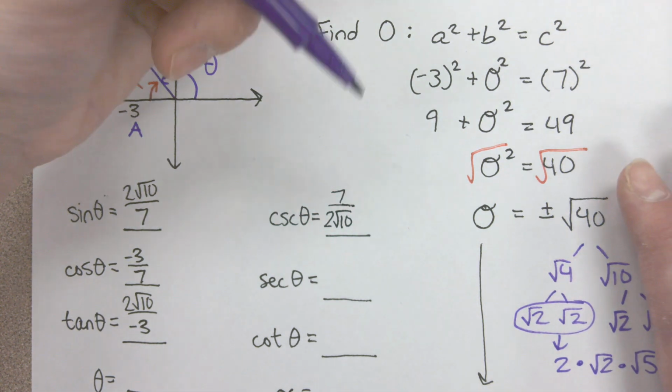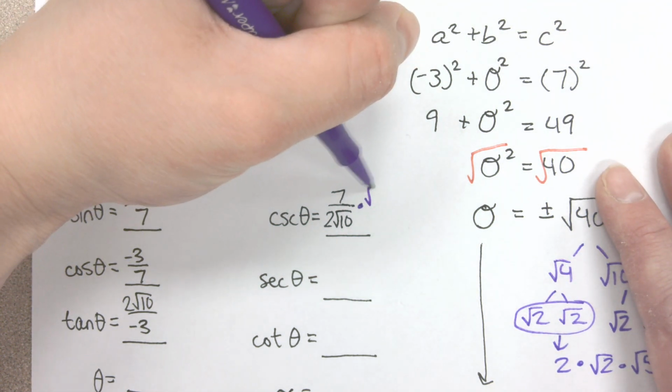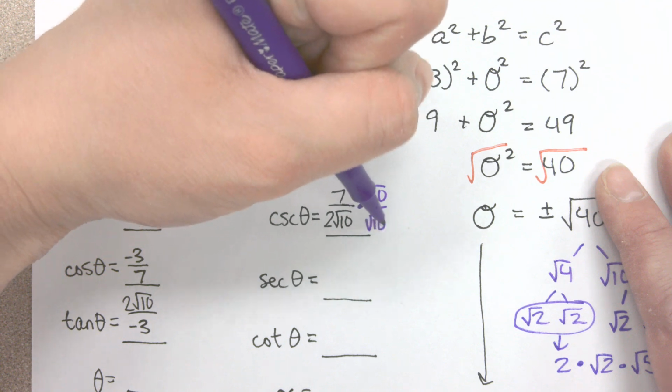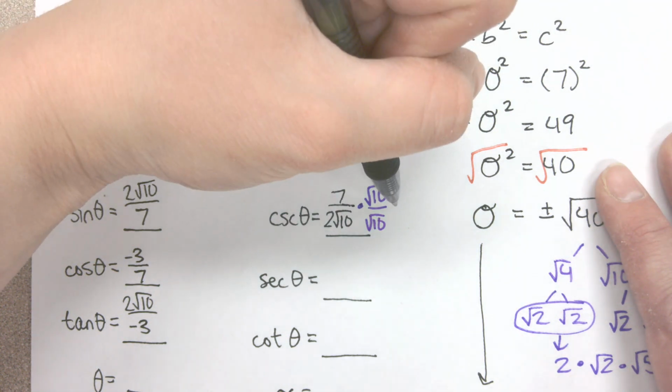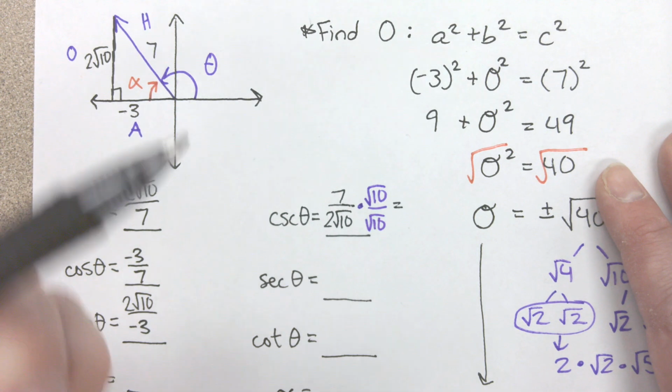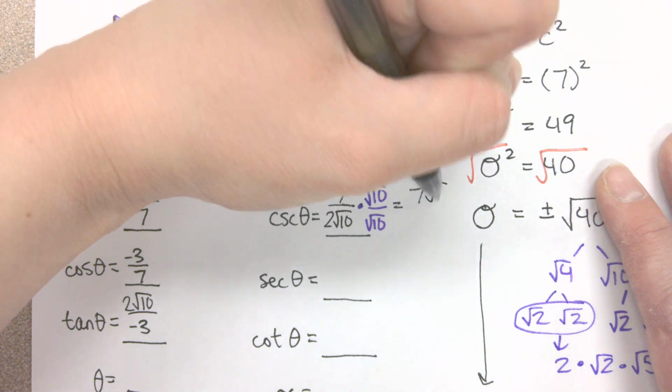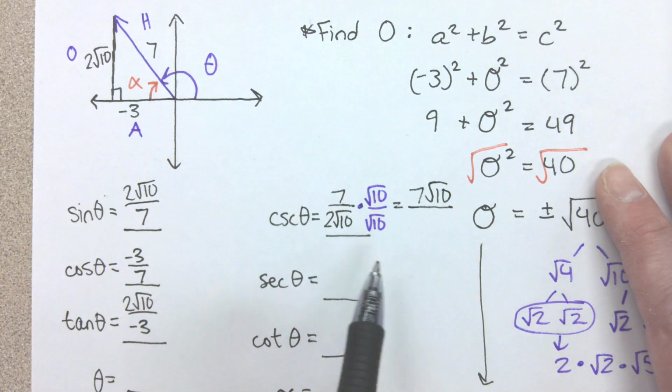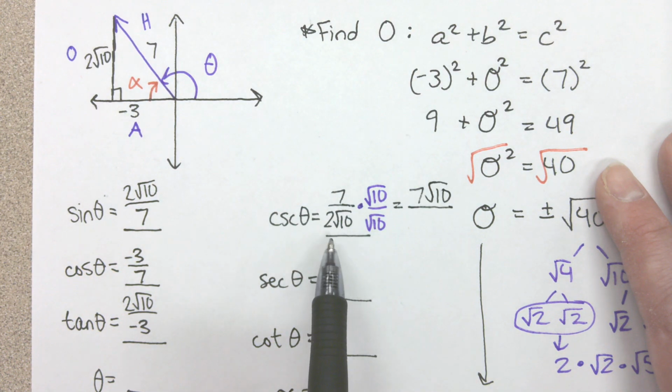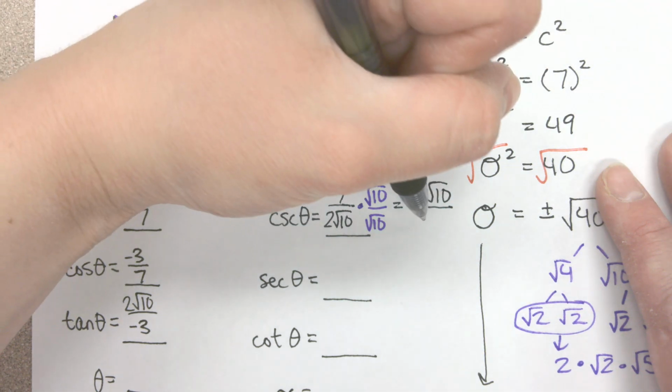And as always, we have to rationalize that denominator. So we're going to multiply by square root 10 over itself. On the top, that's going to give us 7 square root 10. On the bottom, that's just going to become 2 times 10, so 20.